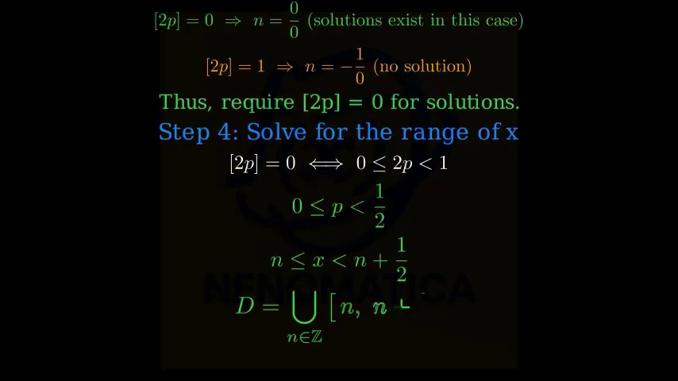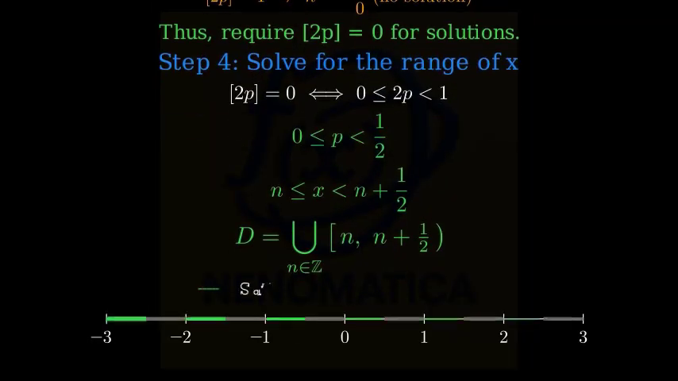So the solution set is the union over all integers n of the half intervals from n to n plus 1/2. To build intuition, let us visualize the solution on a number line. Each green segment shows the values of x that satisfy the equation on one integer block. Notice the pattern repeats every integer. From n to n plus 1/2 is included, and from n plus 1/2 to n plus 1 is excluded.